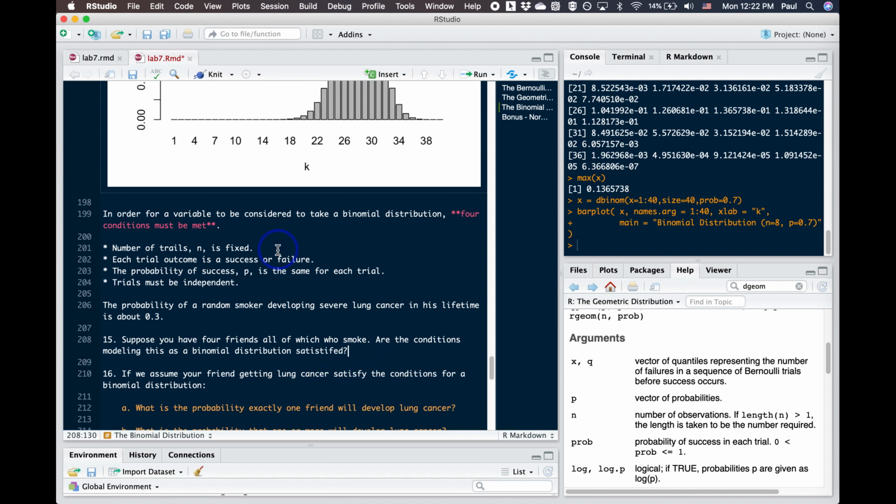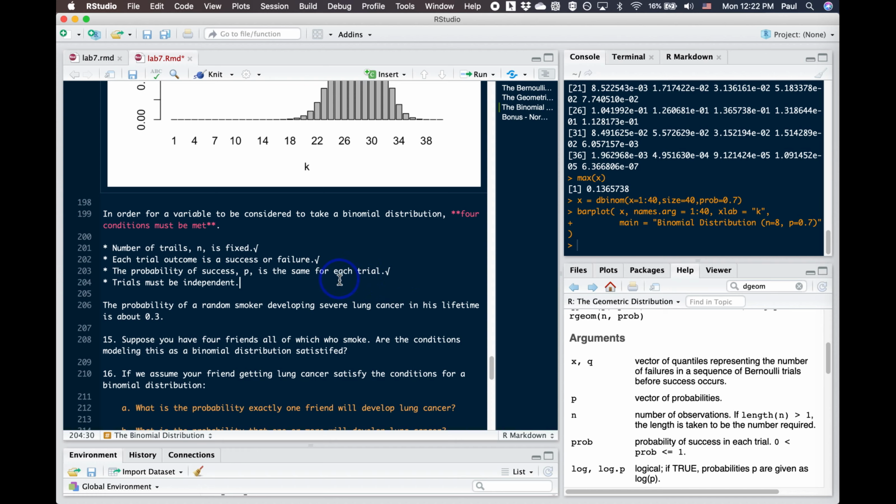So we have to check: is the number of trials fixed? Yes, check, because you have 4 friends and we're looking at a situation of just 4 people. Each outcome is a success or failure. Well, either they get cancer or they don't, so yes. The probability of success is the same. Not so sure, but according to the information we have, we could say it's about 30% for each person. There might be pre-existing conditions, but if we don't assume that, we can pass that test.